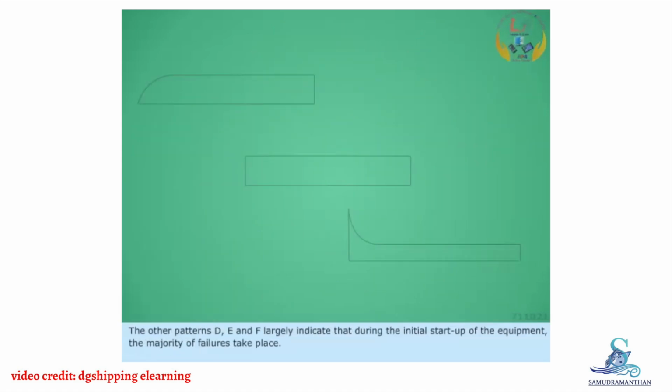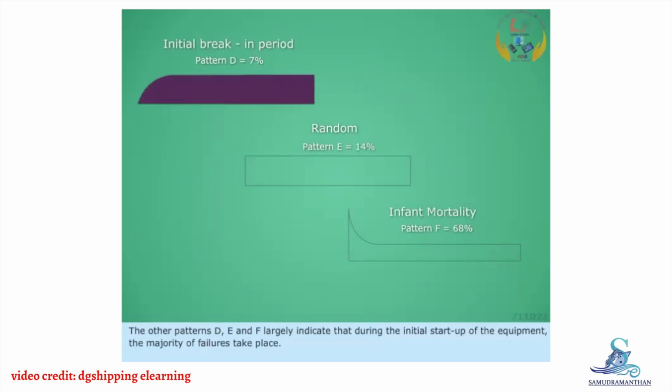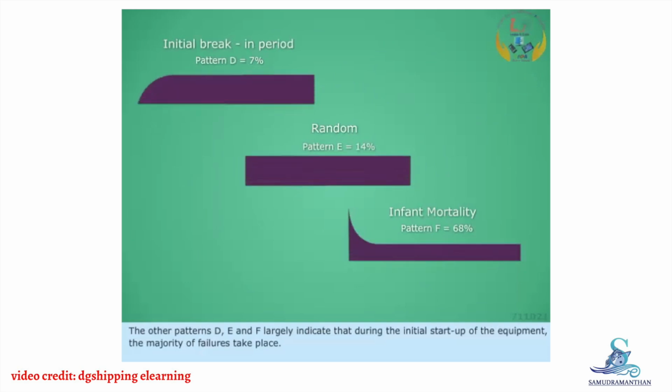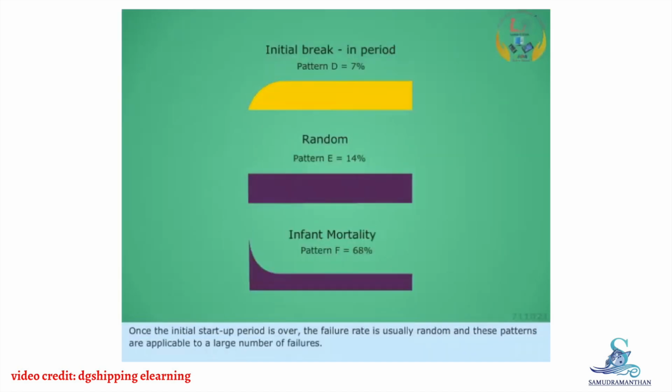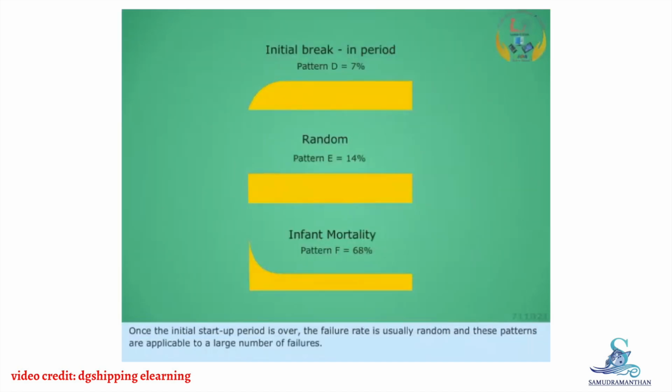The other patterns D, E, and F largely indicate that during the initial startup of the equipment, the majority of failures take place. This could be due to maintenance in the initial stages or due to manufacturing or material defects in the components. Once the initial startup period is over, the failure rate is usually random, and these patterns are applicable to a large number of failures.